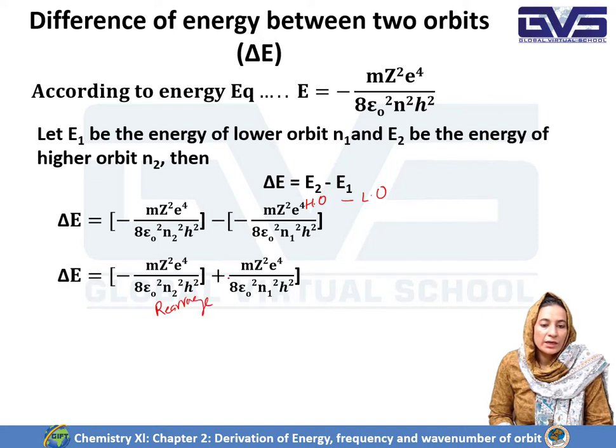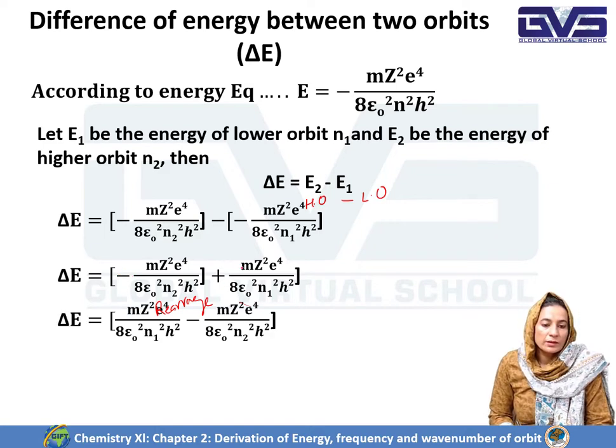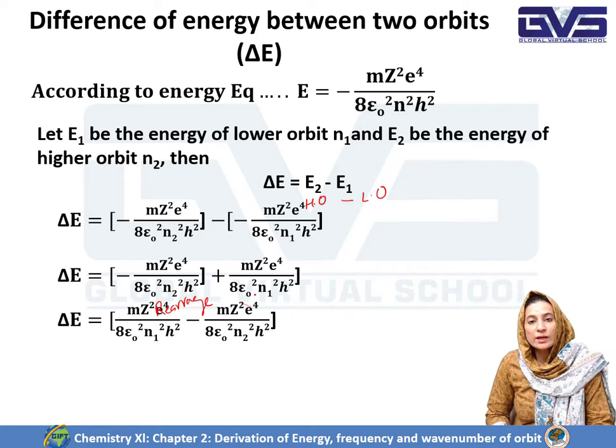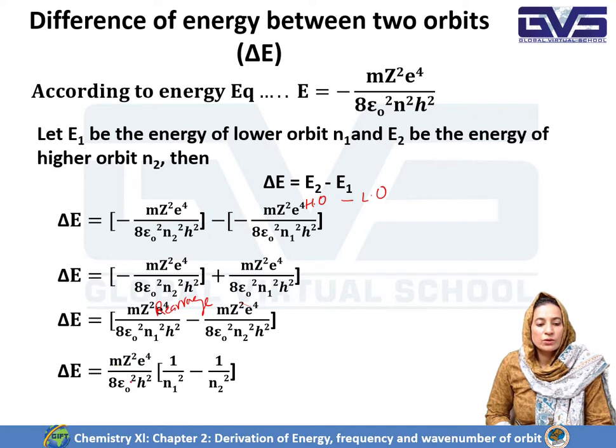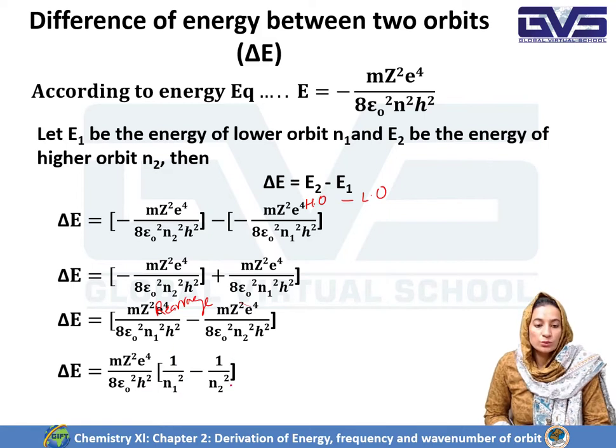Now rearrange the above equation. Take this equation to this side in this way, this one with n1 squared here, and this with minus n2 squared. And now keep the common factors outside the brackets. These are common: m e raised to power 4 over 8 epsilon squared h squared, times 1 over n1 squared minus 1 over n2 squared.